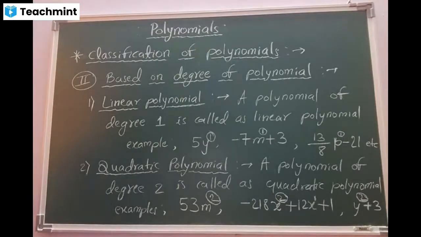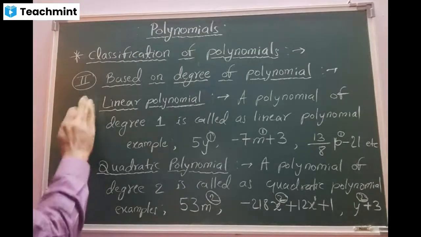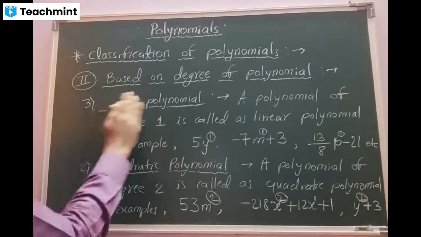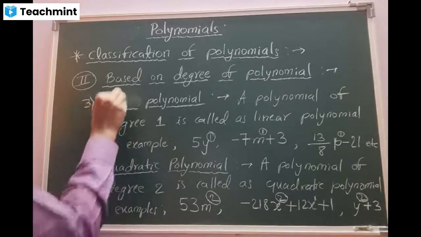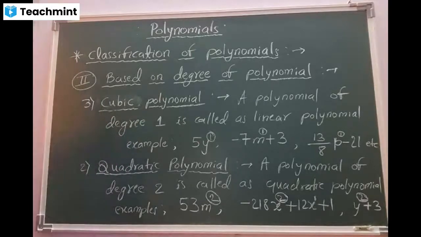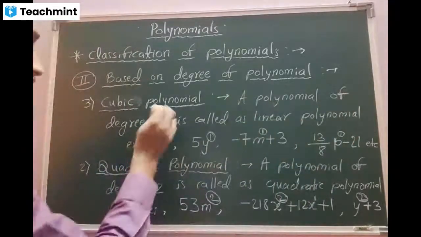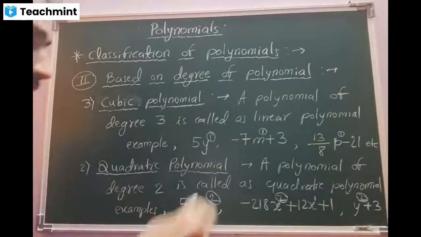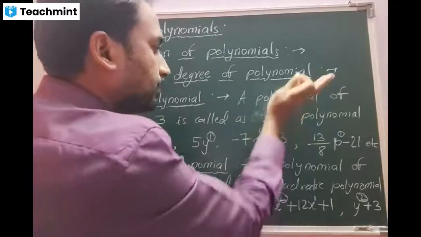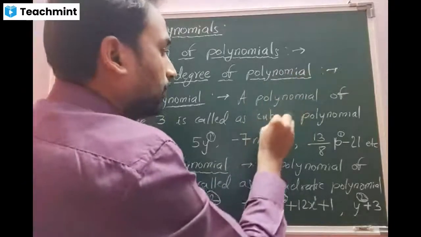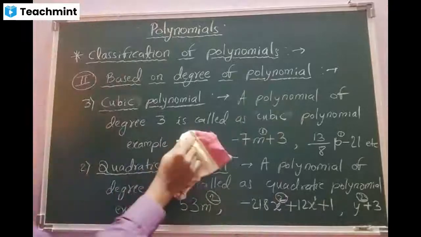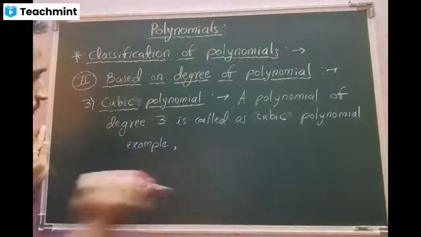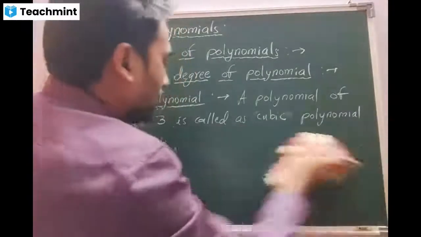Now, one more. What is the third one, beta? Cubic polynomial. I'll make the changes in the statement here only. Cubic polynomial. A polynomial of degree, what, beta? 3, sir. Is called what? Cubic polynomial. Now, let's take some examples, beta, for the same.